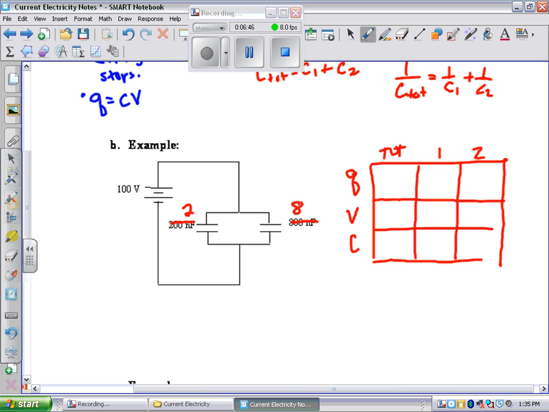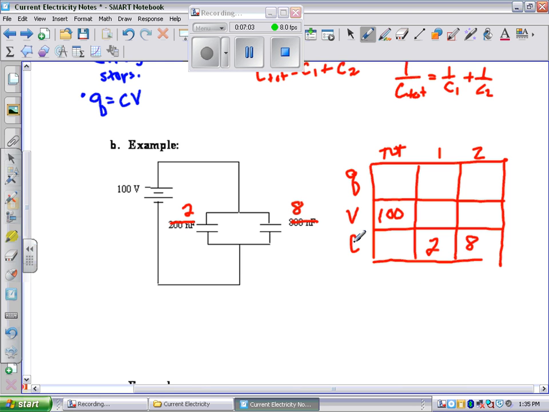So there's my chart. I'll put in my givens. The 100 volts is going to go here. I sometimes make a mistake and put the voltage up here because in our other chart voltage is on the top. So you just have to be careful. And our capacitances are going to be 2 and 8.